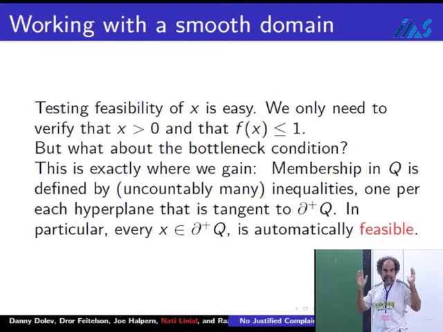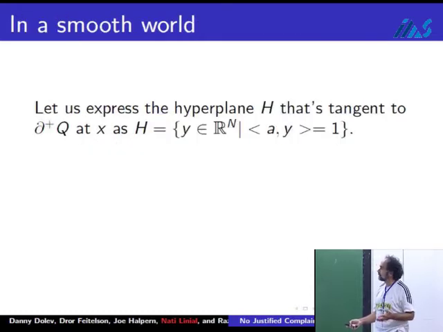at the moment it doesn't seem too promising. It seems like we're really going with our heads against the wall, but you'll see, don't worry. We're replacing the finite list of inequalities that we had before by uncountably many inequalities, one per each hyperplane. But this is precisely where we're going to gain. So again, we want to consider only points on the upper boundary of Q. Feasibility is automatically there. And now we understand that we have to consider Q as being defined by the intersection of all half spaces, one per each tangent plane.